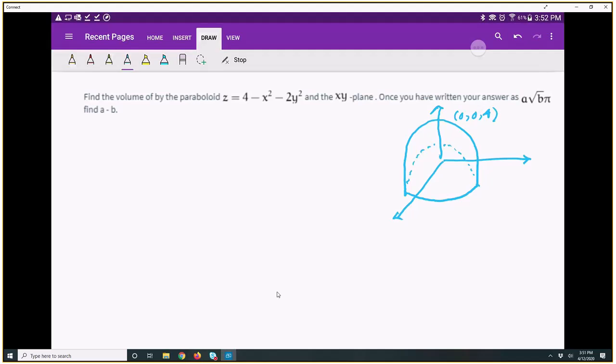So what I do, I first find the trace of this surface on the xy plane. Remember, on the xy plane z is equal to 0. So I'm going to set z equal to 0 and I will get 0 equal to 4 minus x squared minus 2y squared. I'm going to try to understand what this means on the xy plane.